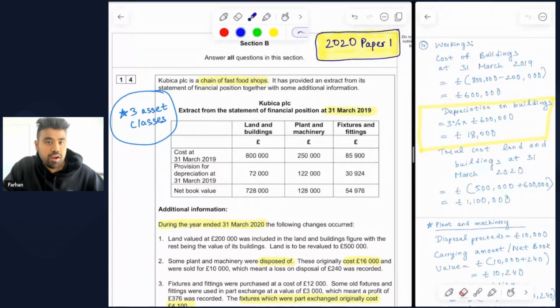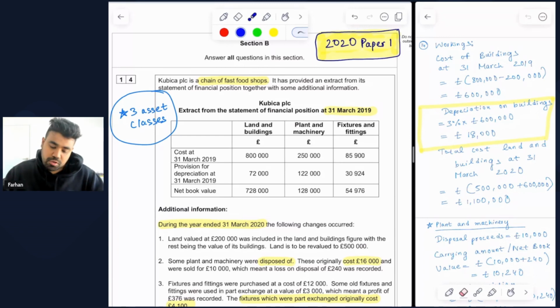And now that we have figured out the net book value to be £10,240, can you find out the total depreciation? Of course. £16,000 was the original cost, and right before we sold the asset, it had £10,240 of value remaining, which means throughout the years of usage, the depreciation could be calculated by taking the original cost of £16,000 and subtracting the net book value of £10,240, which gives you the total depreciation of £5,760 for the plant and machinery that we have disposed.